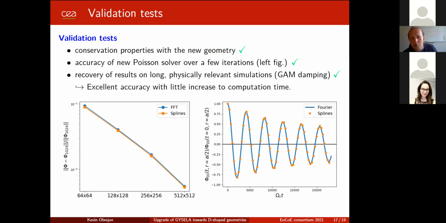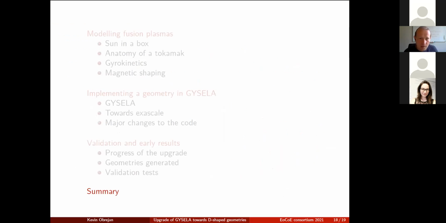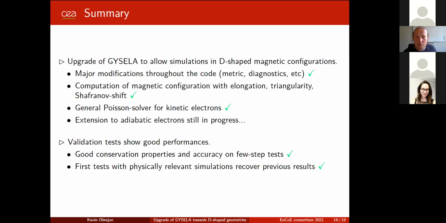And on the right, you have a more physically relevant simulation. It's called GAM damping, where you have oscillations that have an exponential envelope and are supposed to converge towards a non-zero limit, with the previous solver in blue and the new solver in orange. Another very positive aspect of this simulation is that we found that the new solver, although it uses an iterative solver for matrix inversion, doesn't cost us any increased computation time.